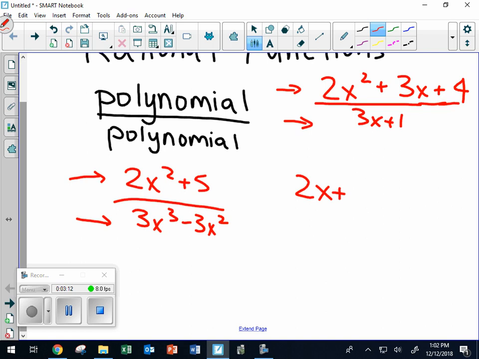What about this? Is that a rational function? Why not? If I asked you, here's 4. I want to write 4 as a fraction. 4 over 1 is a fraction. If I wanted to write 2x plus 3 as a fraction, can't I do the same thing? So you have 2x plus 3 over 1. Is 1 a polynomial?